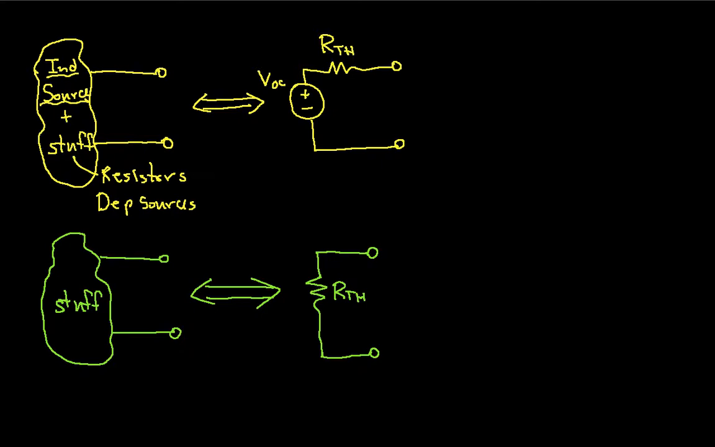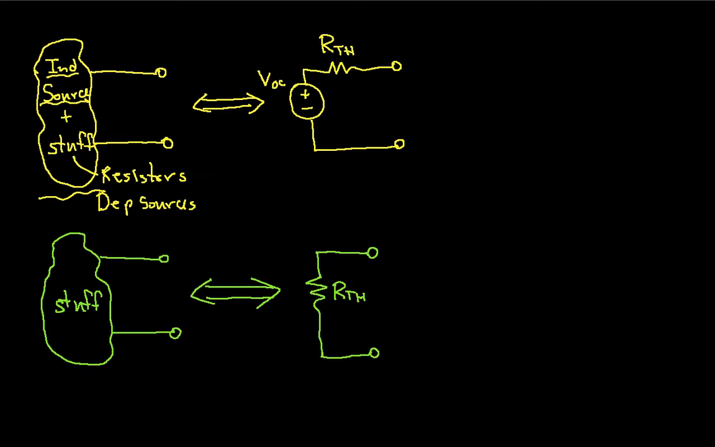And Thevenin's theorem says that all of this stuff, which is the other stuff plus the independent sources, is equivalent to a single voltage source in series with what we call the Thevenin resistance. So a single voltage source in series with a resistor. And it's equivalent in the sense that it has the same voltage current characteristics as this whole blob of stuff. So this is really a useful thing to be able to do.